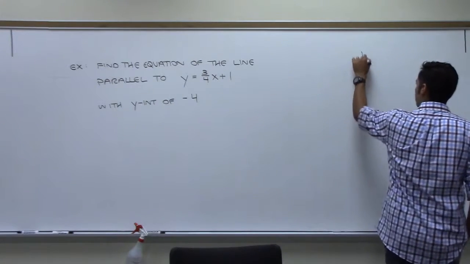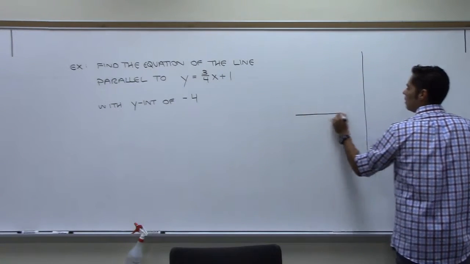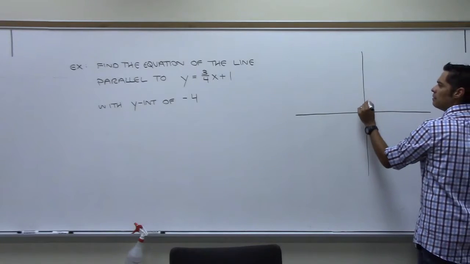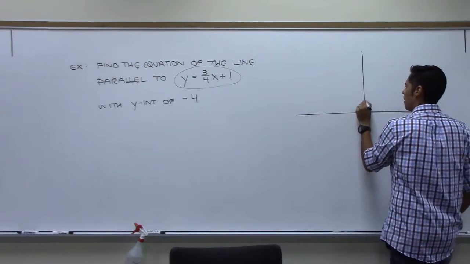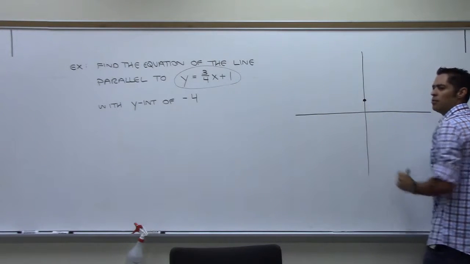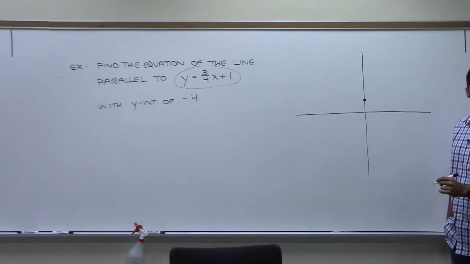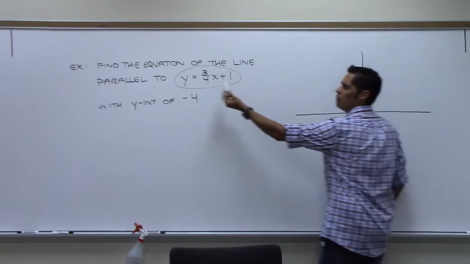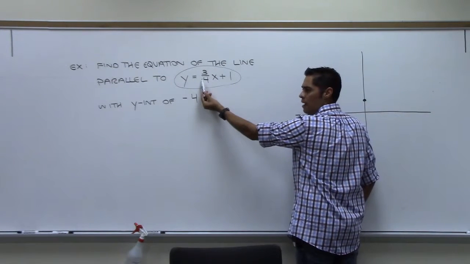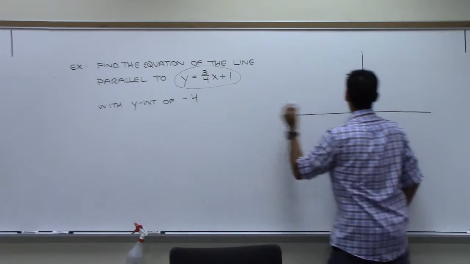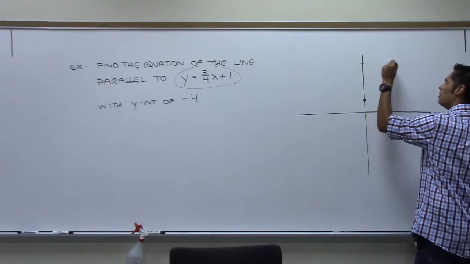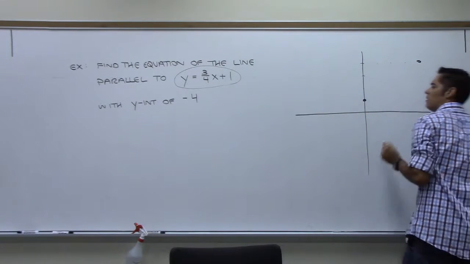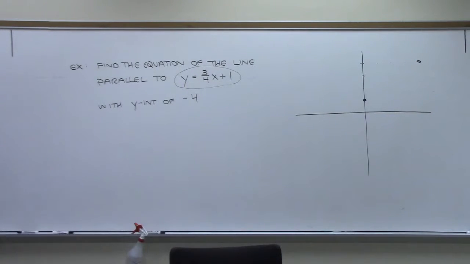I'll draw you a picture. The line that we're given has a y-intercept of what? 1. And from that point, to get to another point on that line, what would we do? We would go up 3 to the right 4, right? Rise over run. So I should be able to go up 1, 2, 3, and to the right 1, 2, 3, 4, right? This is the line that was given to me.